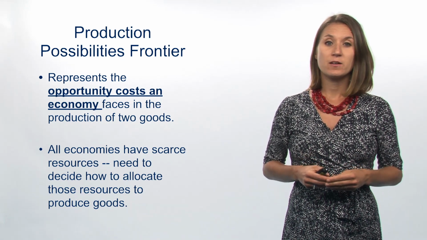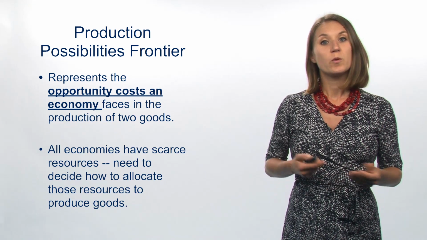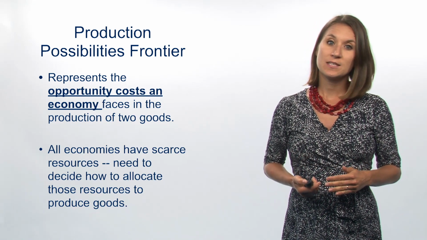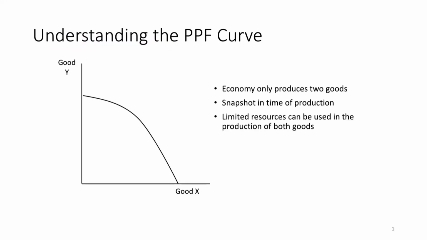Because we have a limited amount of resources, we can't produce an infinite amount of goods. So when we produce more of one good, that means that we have to sacrifice the production of another good. So let's look at this example of the production possibility frontier. As you can see here, this graph is illustrating what we call the PPF curve, or the production possibility frontier curve.